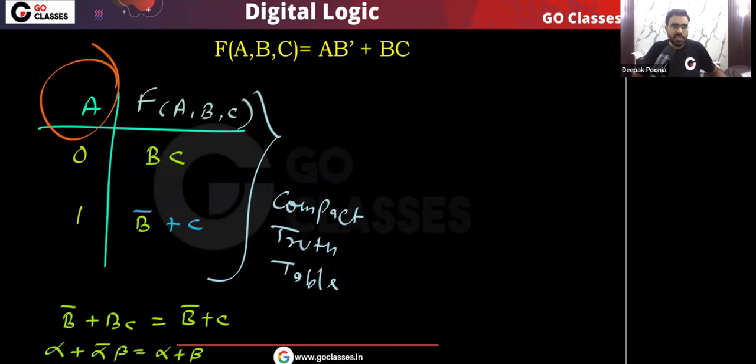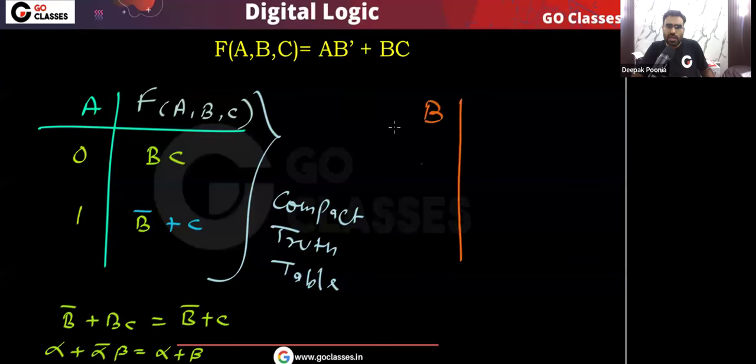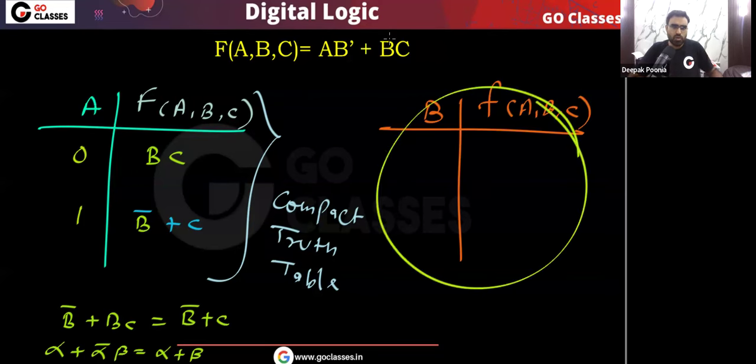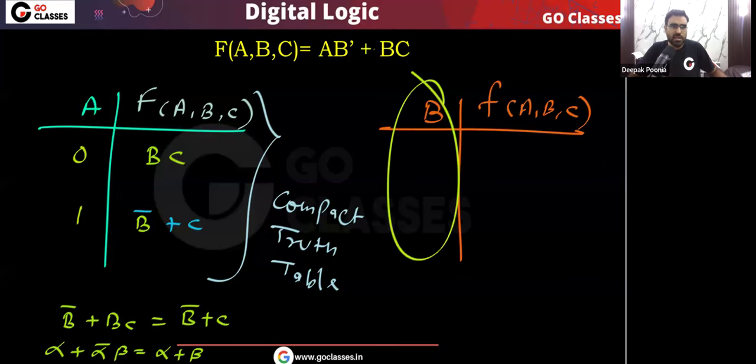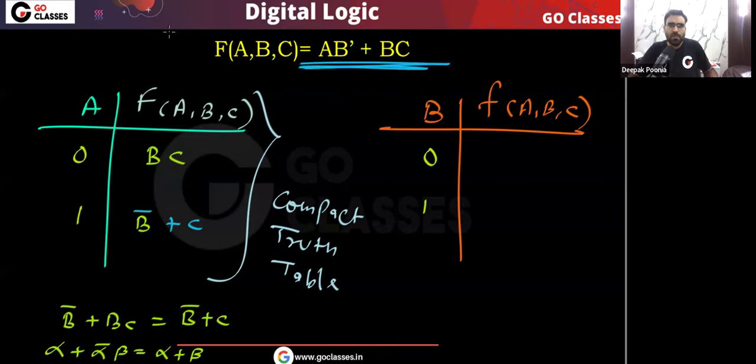Remember, it is not necessary that you write A. It is your choice. For example, you can write B on the LHS, and then you can create the truth table for F, A, B, C. For the same function, I can create a compact truth table. If I write B on the LHS, B can be 0 or B can be 1. Let's find what will be the function value when B is 0. If I put B equal to 0, this will become 0, and here I will get A. And if B is equal to 1, then this will become 0, and here I will get c.